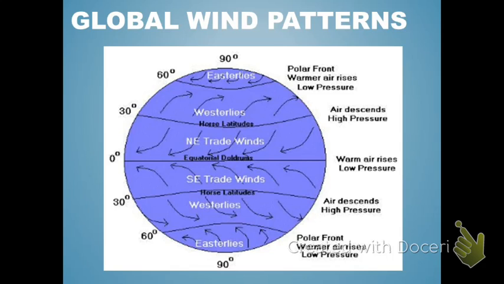Between 30 degrees and 60 degrees latitude, winds called the prevailing westerlies blow in the opposite direction from the trade winds. Prevailing westerlies are responsible for much of the movement of weather across North America. Polar easterlies are found near the poles between 60 degrees and 90 degrees latitude and blow from the east towards the west.